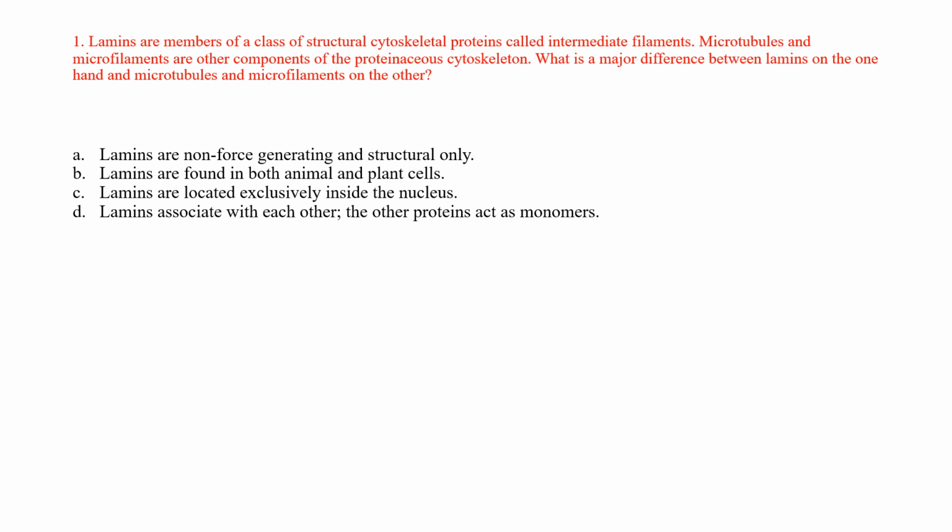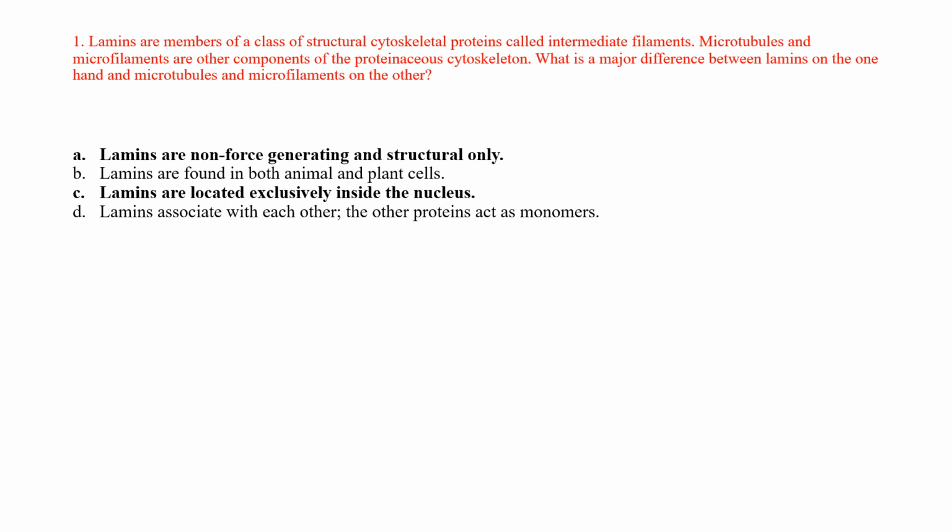A. Lamins are non-force generating and structural only. B. Lamins are found in both animal and plant cells. C. Lamins are located exclusively inside the nucleus. And D. Lamins associate with each other. The other proteins act as monomers. Answers A and C actually answer this question best with regards to the differences between lamins and microtubules and microfilaments.